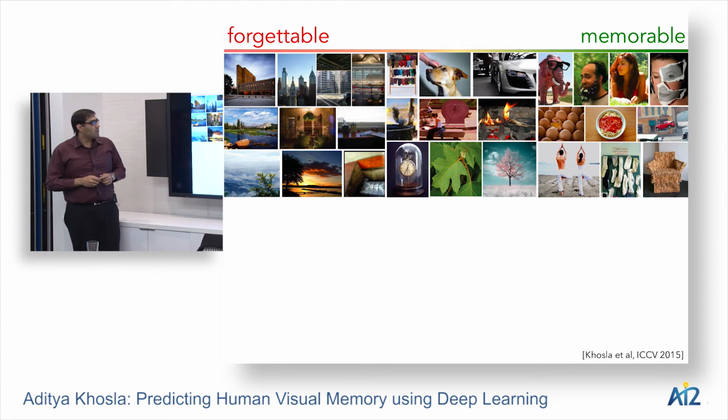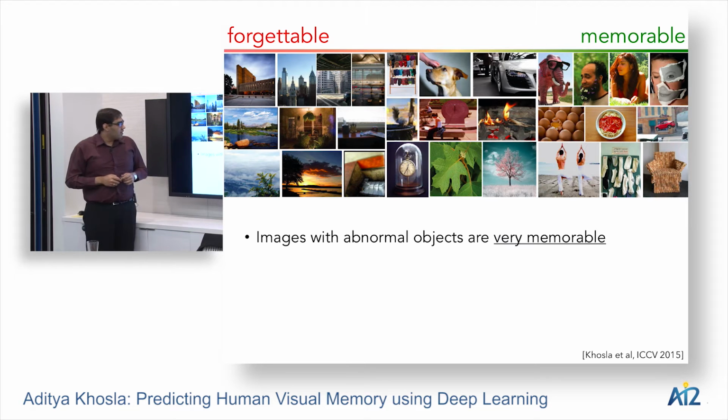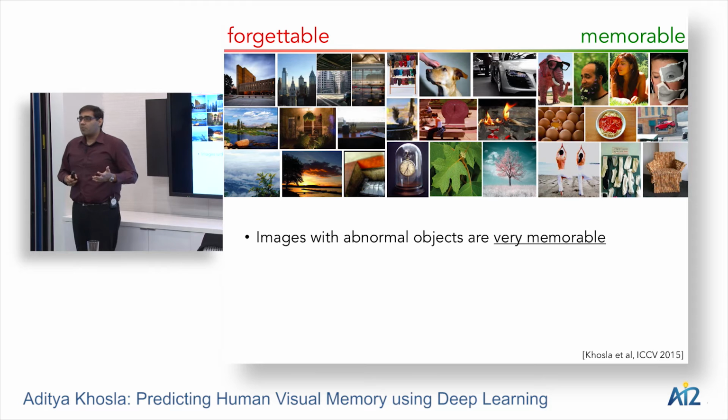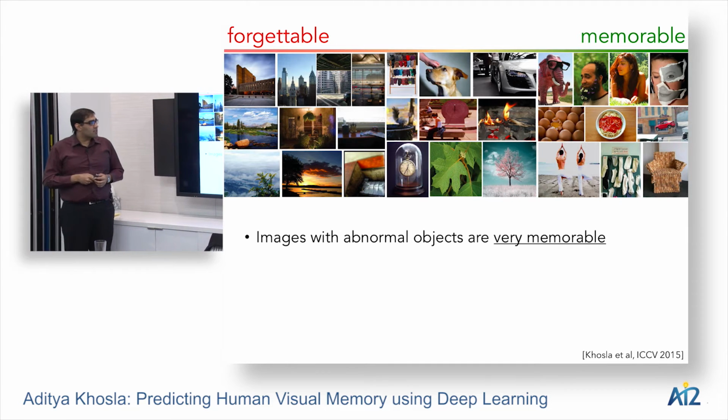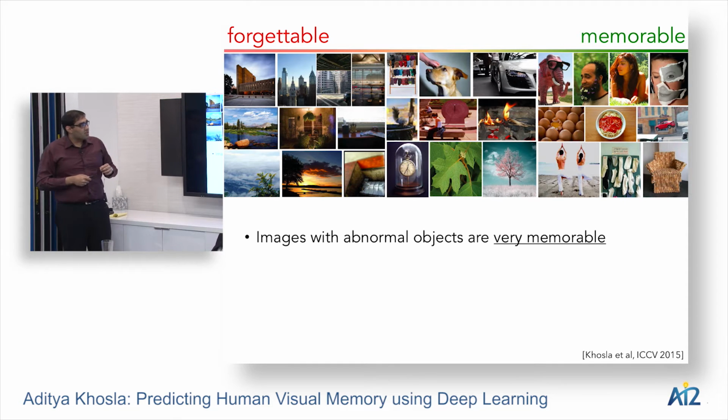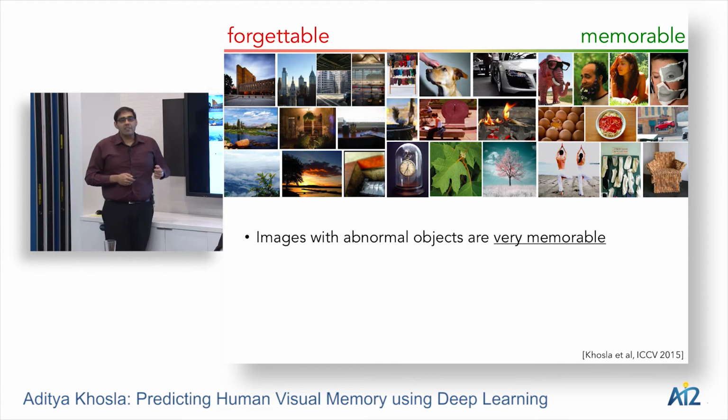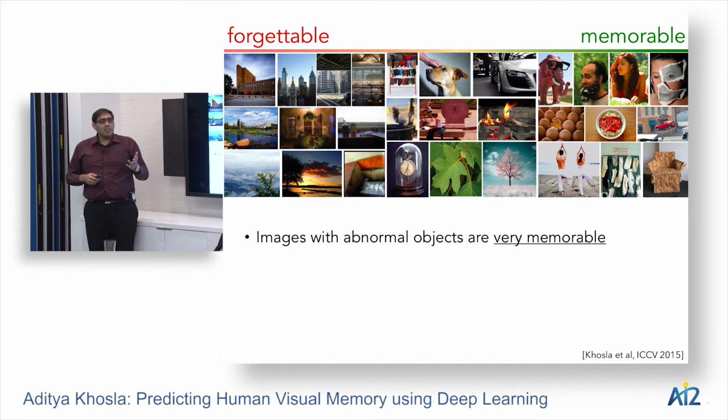Some of the other things that we observed were, images with abnormal objects are very memorable. This is something that you might have expected. Certain weird images such as the one with the chair made of straw or a car flying tend to be extremely memorable. But again, it does not explain the entire signal. There are abnormal objects that have a memorability of 0.4, as well as abnormal objects that have a memorability above 0.9. So there's a whole range of memorability scores even for abnormal objects. All that we saw is that the mean is definitely higher than it is for regular images.